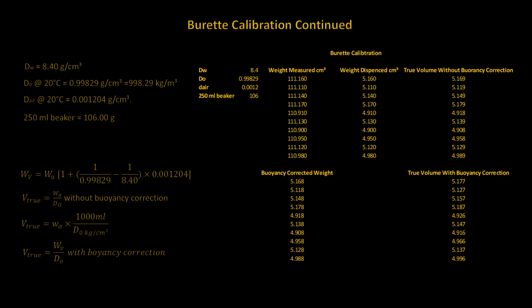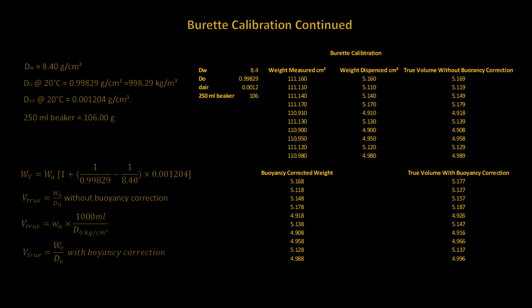VW is the buoyancy corrected weight of the solution. WA is the measured weight that was dispensed, minus the beaker weight. This was calculated as shown in the previous 2 slides. The density of the water listed in the density of water table at the 20 degrees centigrade is 998.29 kilograms per cubic meter, which is the same as the 0.99829 grams per cubic centimeter.